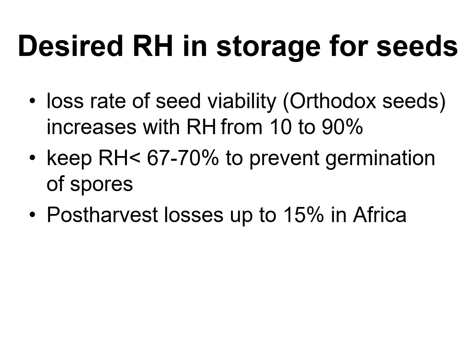Apart from affecting the activity of biotic factors like fungi and insects, the relative humidity affects the loss rate of seed viability in orthodox seeds. And this loss of seed viability increases with relative humidity from 10 to 90%. So if the relative humidity is higher, then the seed viability will be lost sooner. Therefore, we don't want the relative humidity to be very high. In general, we try to keep it below 67–70% to prevent germination of spores and keep the loss rate of seed viability under control.